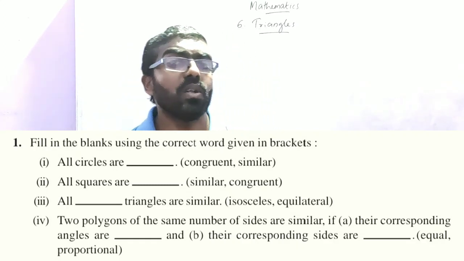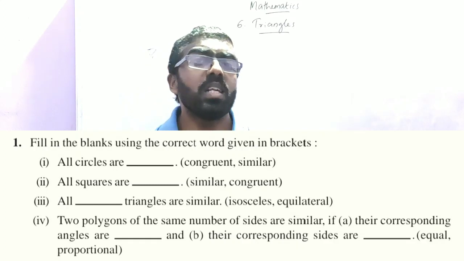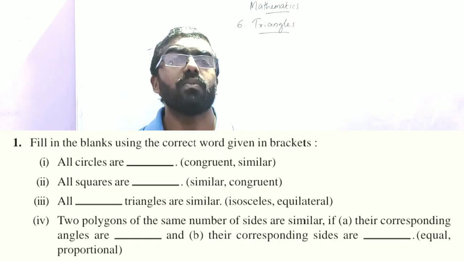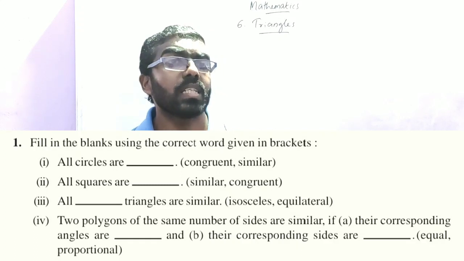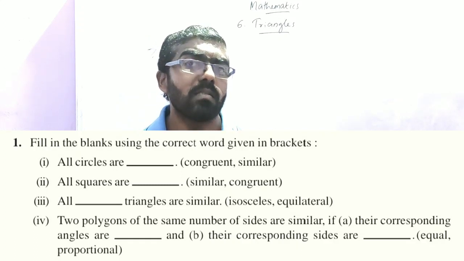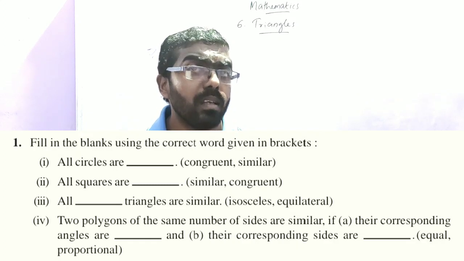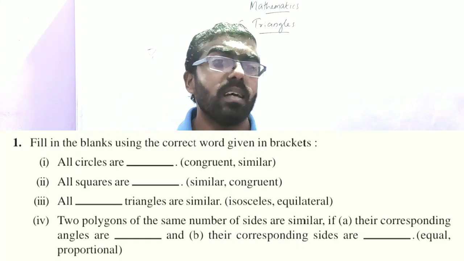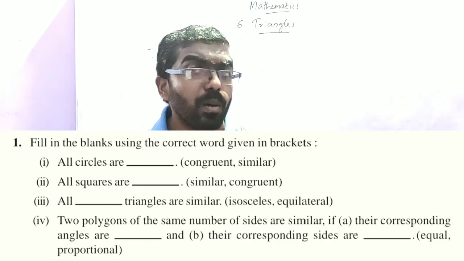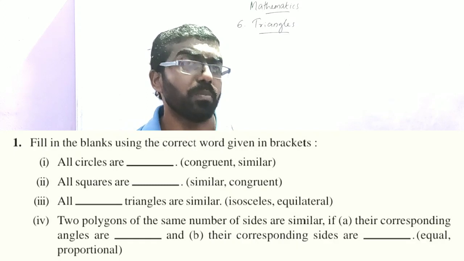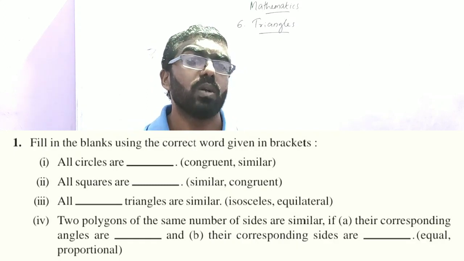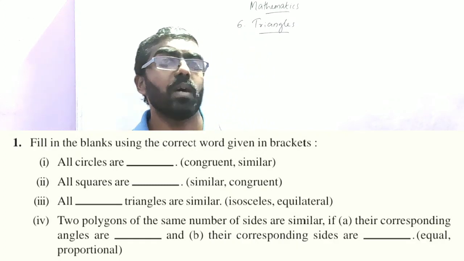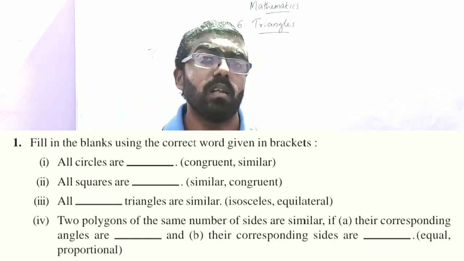And the fourth sub-question is, the polygons of the same number of sides are similar if, first part, their corresponding angles are dash, and second part, their corresponding sides are dash, in proportion or proportional. So in the first dash you can fill in equal, and in the second part it is proportional.